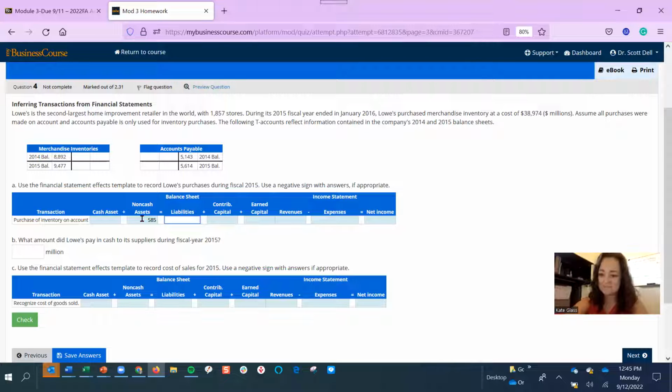Liabilities. Okay, so we have a transaction. Well, it's got a negative sign at corporate. Okay, so purchase of inventory on account. 585. Positive or negative? Wouldn't it be the increase? Wouldn't the increase be the 38,974? Well, okay, we're asking specifically.